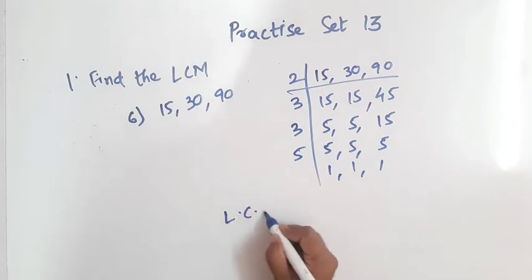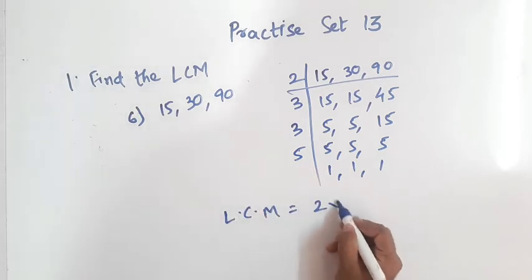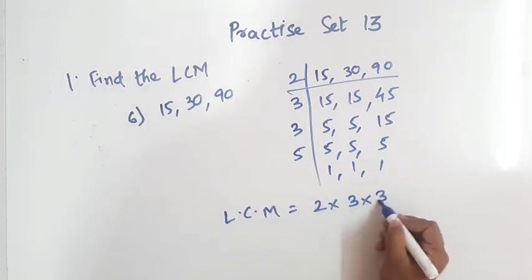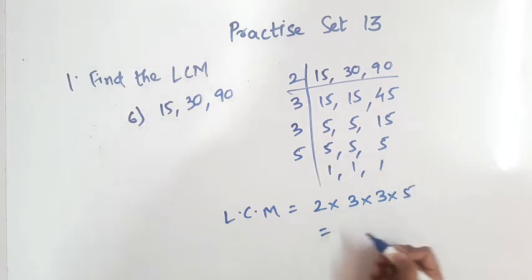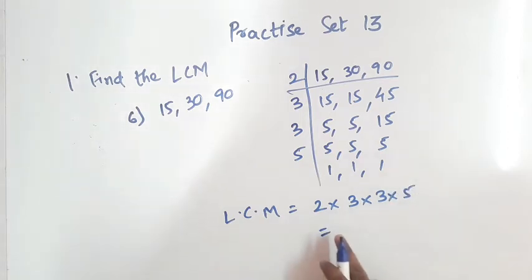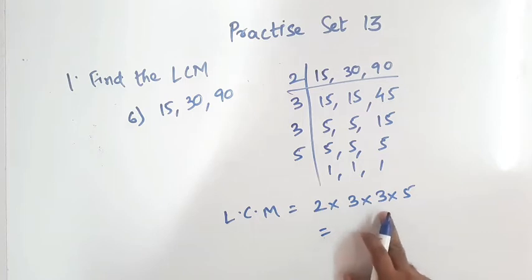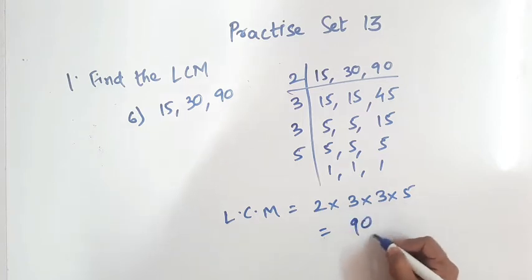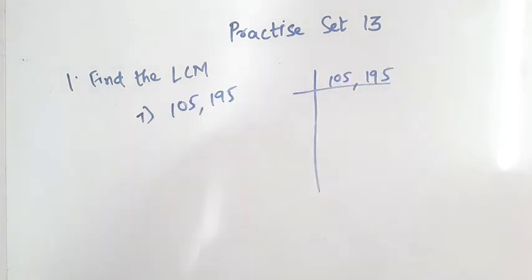So very easy. Your LCM is 2 into 3 into 3 into 5. Okay. 2 3s are 6. 6 3s are 18. 18 5s are 90. 90 is the LCM. Okay.